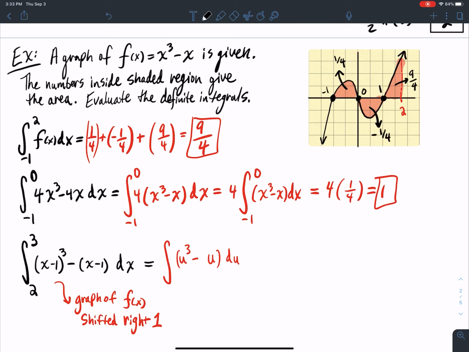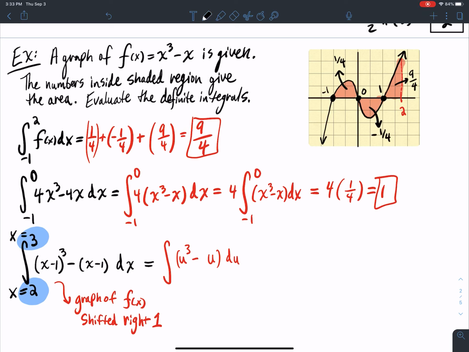But if I'm changing everything to be in terms of u, I've got a problem. Because here my bounds were saying start at x equal to 2 and end at x equal to 3. You see? Well, guess what? If I start at x equal 2 and I end at x equal to 3, there's no area right there. My picture doesn't work for that. I don't have it, okay?